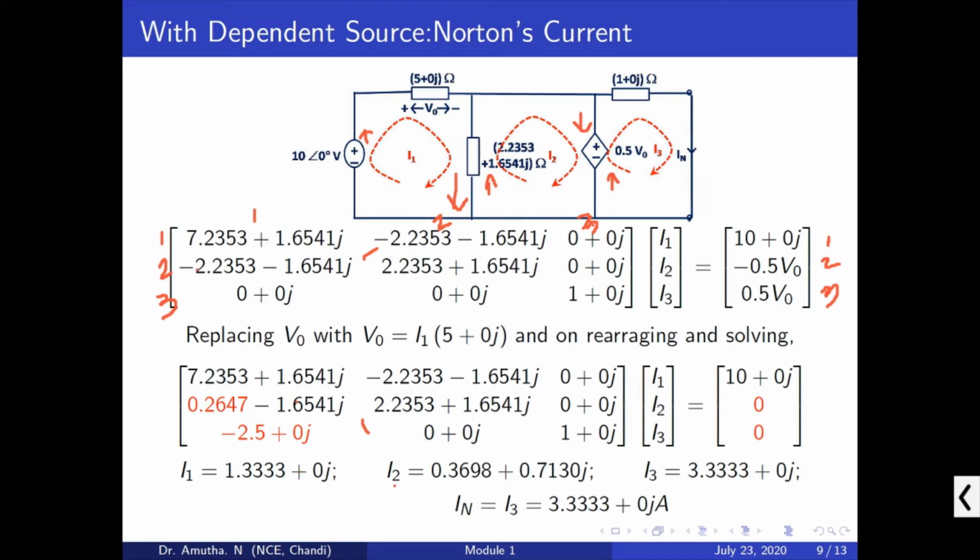So here also we can see the equations for the independent sources are symmetrical, the rest, the equations for the dependent sources, are unsymmetrical. Here also we are trying to find out I1, I2, I3, and what is I3? IN, what is IN? It is similar to I3, right? Both are aligned. There are no other impedances or no other circuit in between. So I3 is equal to IN. Okay, so here we are trying to find out IN and I3. This is 3.333 plus 0j amps.